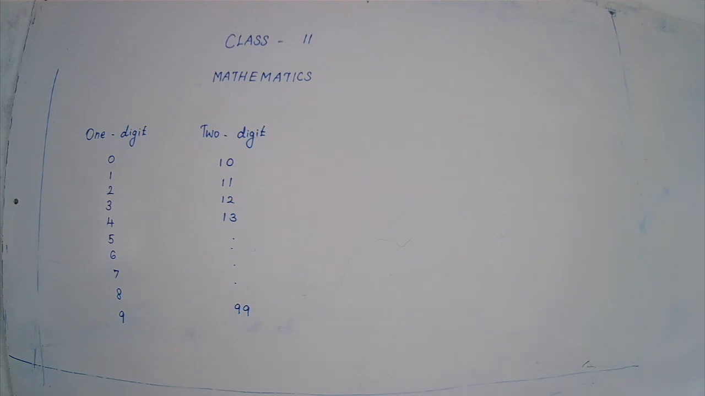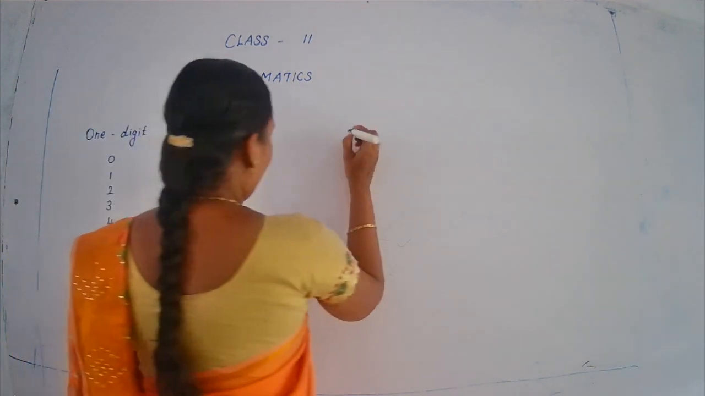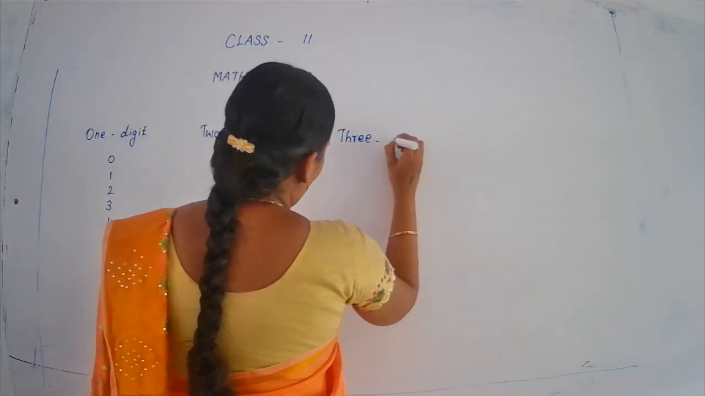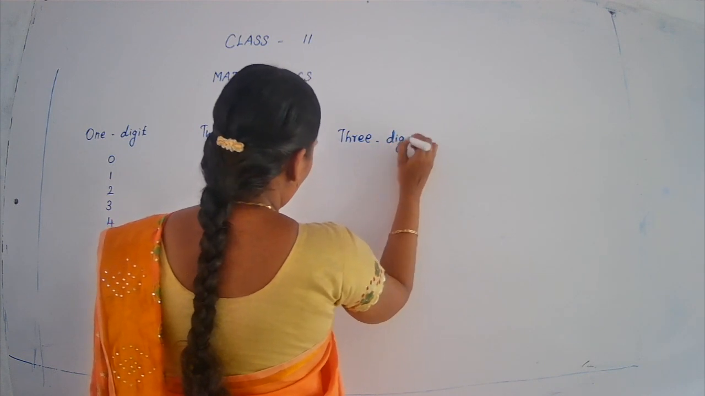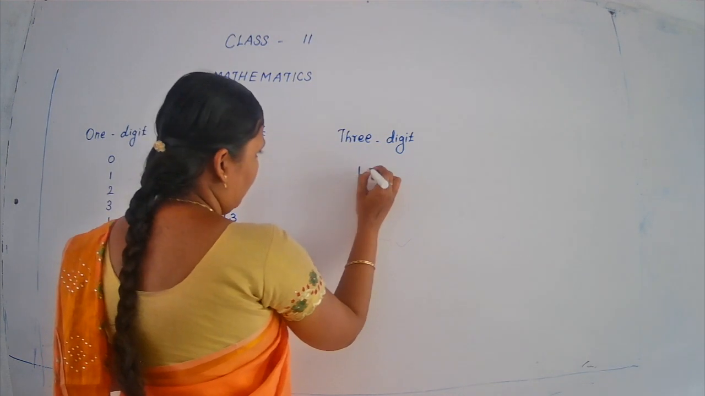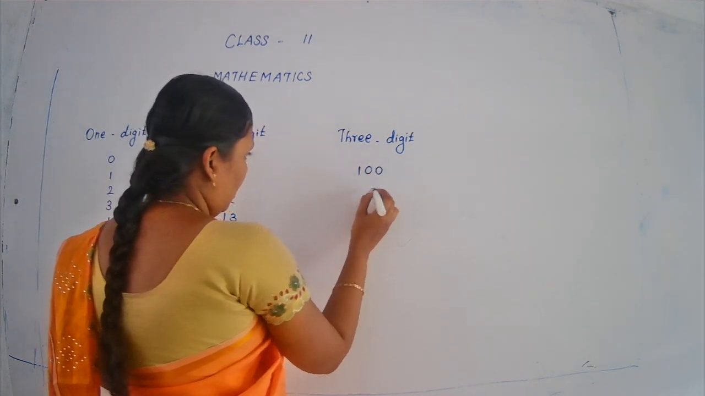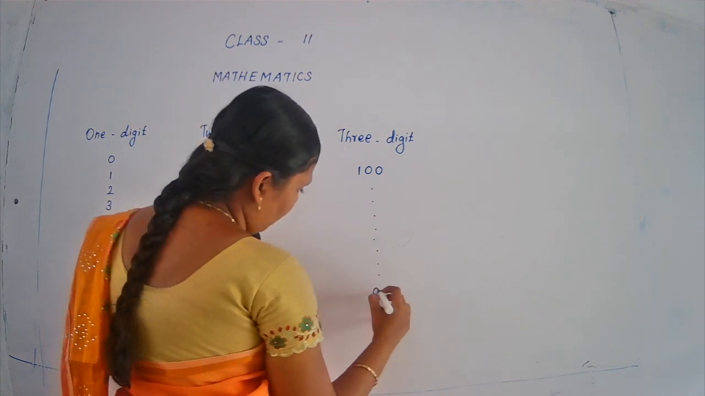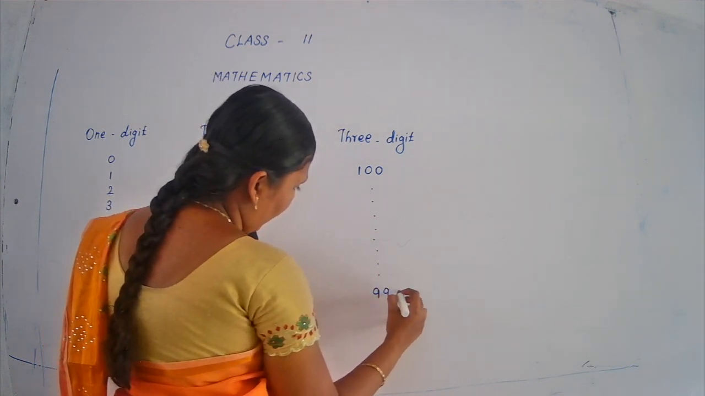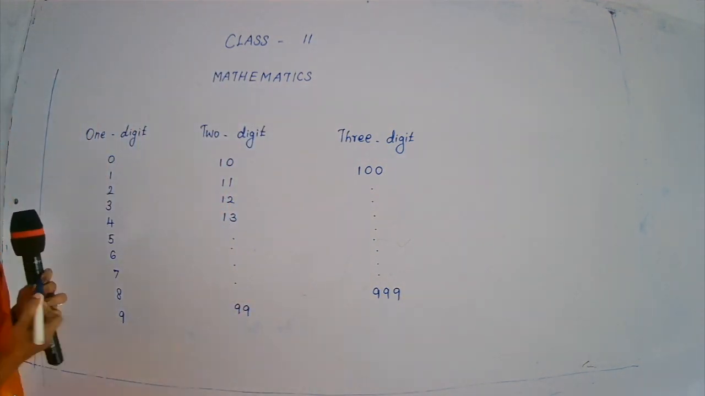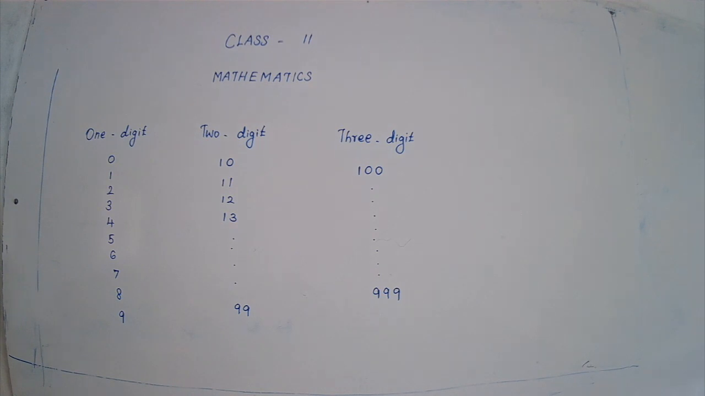Then the third one, 3-digit numbers. The smallest 3-digit number is 100. The greatest 3-digit number is 999.